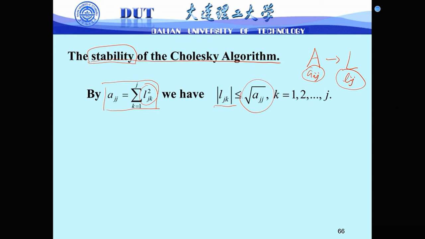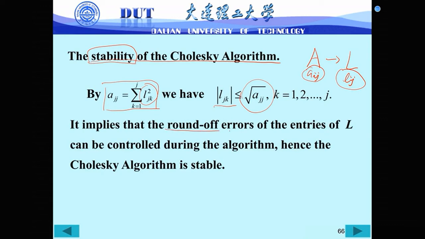So that means the round-off errors of the entries of L can be controlled during the algorithm. If you have some errors for a_ij, or for a_jj, it is also controlled for l_jk, because the absolute value of l_jk is less than the square root of a_jj. So that means the Cholesky algorithm is stable. That is why this is also a famous algorithm, the Cholesky algorithm.